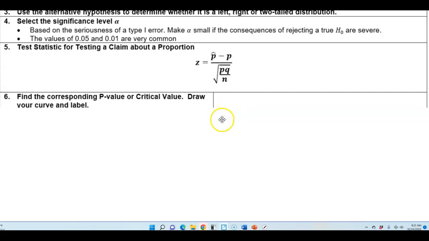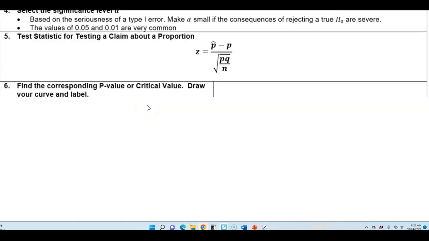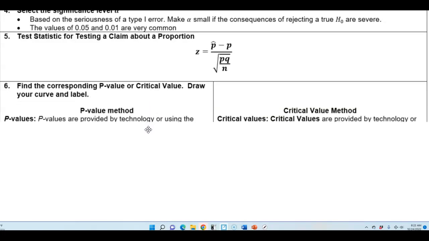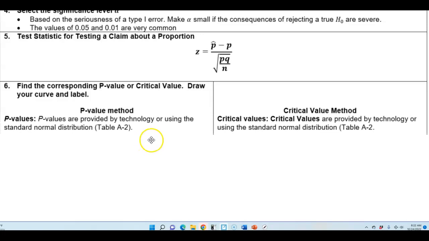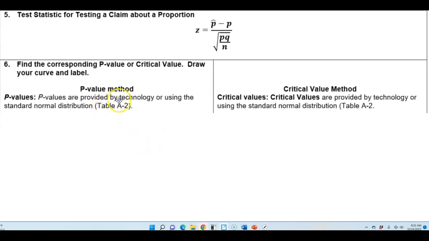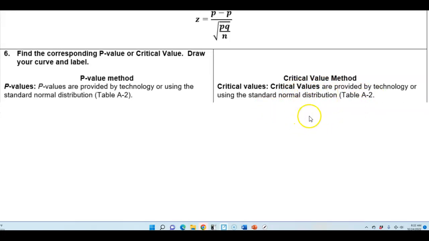And number 6, you're going to find the corresponding p-value or critical value and then draw your curve and label. So when using the p-value method, p-values are provided by technology or using the standard normal distribution, which is table A2. For the critical value method, critical values are provided by technology or using the standard normal distribution, which is table A2.